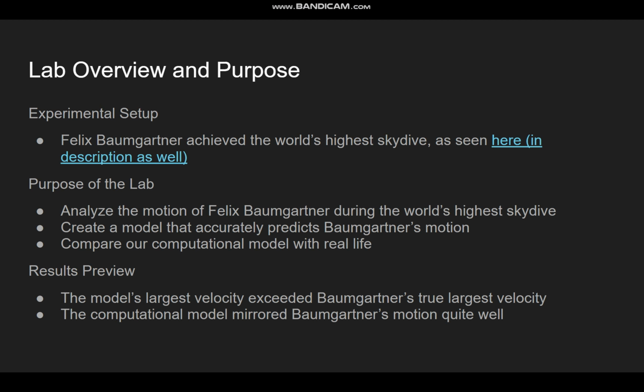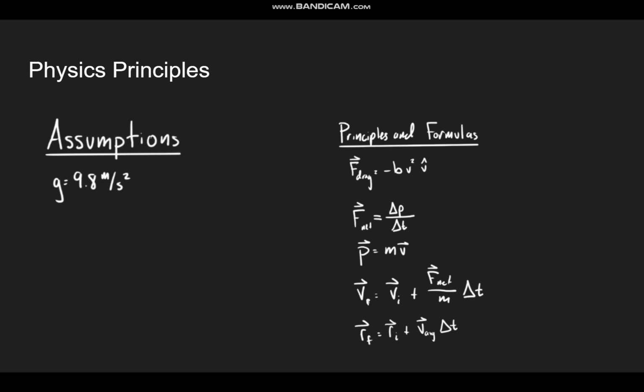A brief preview of our results is the model's largest velocity exceeded Baumgartner's true largest velocity, and the computational model mirrored Baumgartner's motion quite well. Physics principles. One assumption that we'll be making is that the acceleration due to gravity is constant at 9.8 meters per second squared. This will be explained in the possible sources of error section.